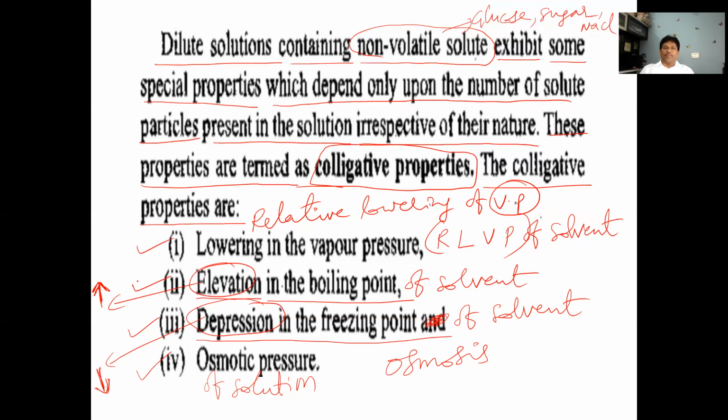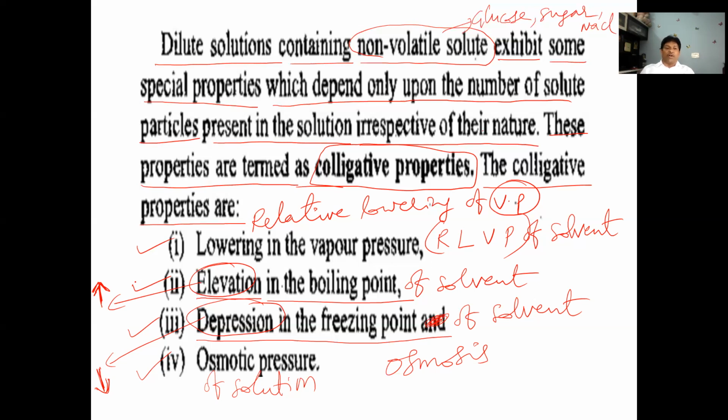The number of solute particles. Each colligative property here is directly proportional to the number of solute particles. The more solute particles present, the greater the lowering in vapor pressure. And the more solute particles, the greater the elevation in boiling point. That means the boiling point is elevated to a greater extent if the number of solute particles is greater. Similarly, the depression in freezing point will be greater. The decrease in the freezing point will be greater if the number of solute particles is greater.